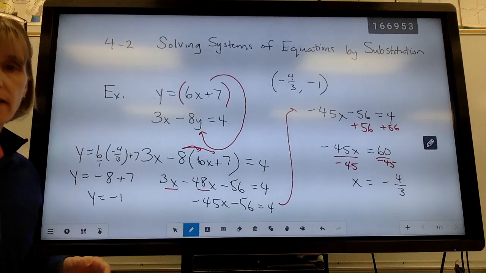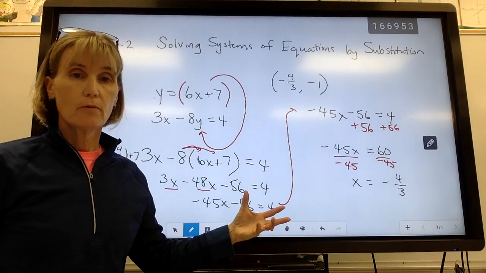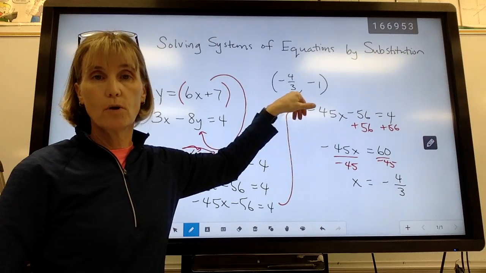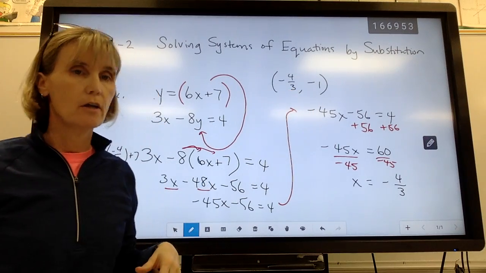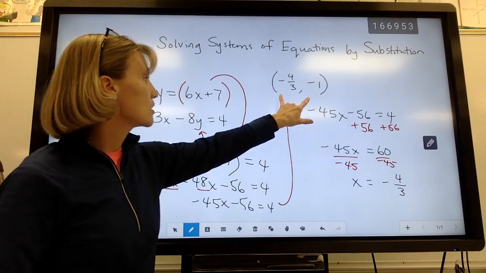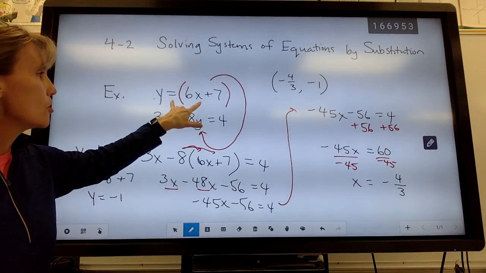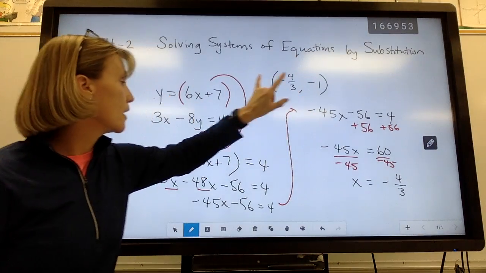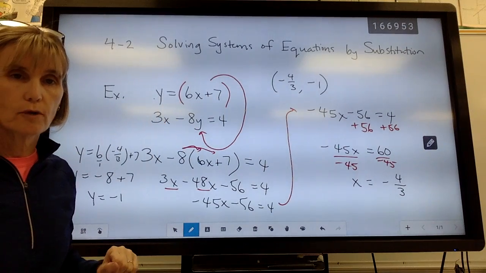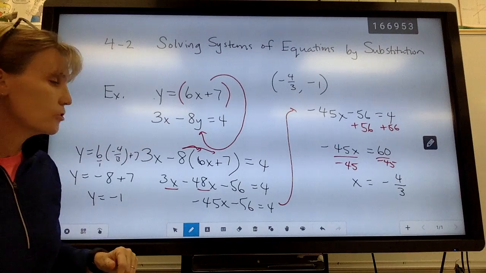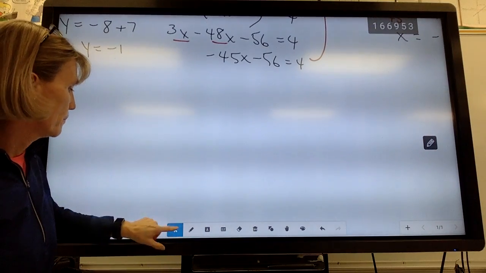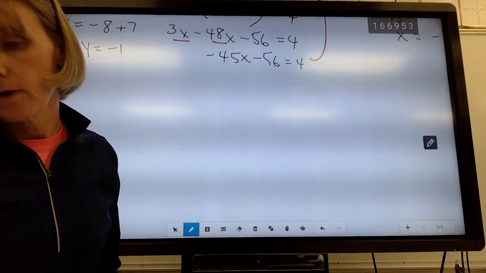Now this is a great example of why graphing would be hard to do, because on a graph, it's going to be hard to estimate where negative 4/3 is. So this is a great example of why substitution is necessary. But if I were to substitute that point into the top equation, it's going to be true. If I were to take that same x and y value and substitute into the bottom equation, it would be true as well. Okay, that's how substitution works. Let's try another one. Okay, so I'm going to write down.